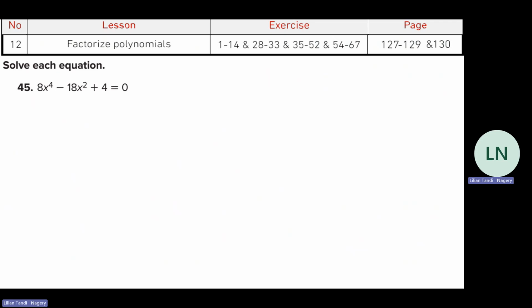Repeat the same for this one. Do your u's. You should get u is 2 and u is 1/4. Here you should get your u is 9 and your u is -5/3.